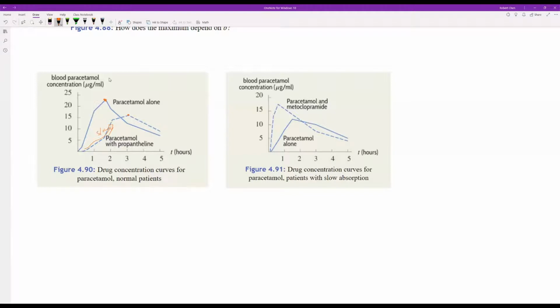But for people who have slow absorption, if you just look at the solid blue line, if they take paracetamol alone, it actually takes them a little longer to hit the peak, and then the peak is not as high as a normal patient taking paracetamol alone. But for people with slow absorption, if they take paracetamol and metoclopramide, I have no idea, it actually speeds up their absorption and then reaches a higher peak than taking paracetamol alone.